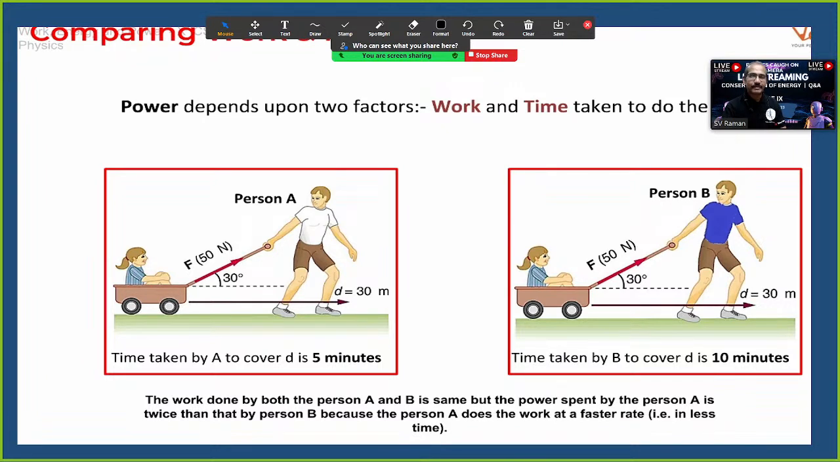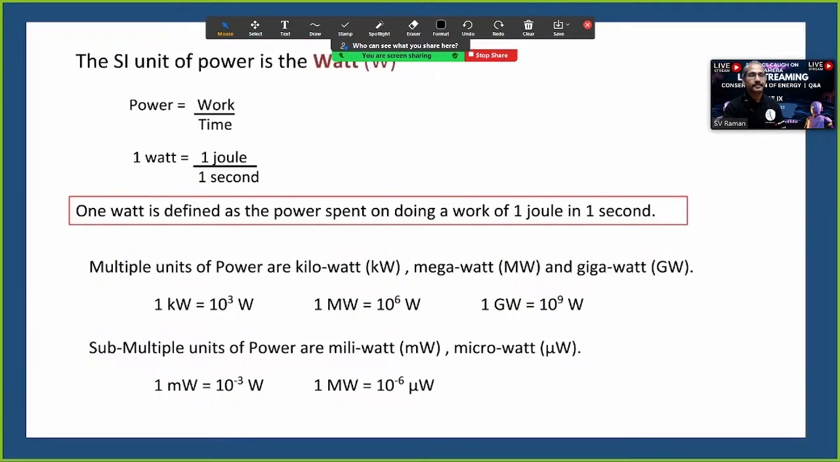Now, the work done by both person A and person B is the same, but the power spent by person A is twice that of person B, because person A does the work at a faster rate. He takes 5 minutes and person B takes 10 minutes. So person A has more power.